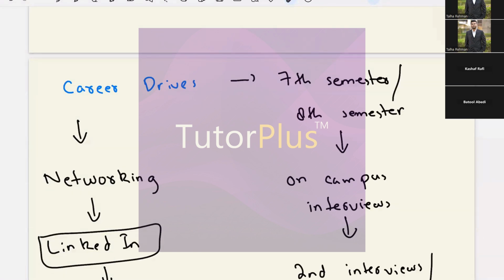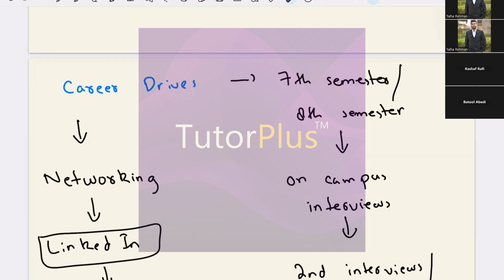Or if I were to talk from the perspective of employers or multinational companies, they tend to conduct career drives. They would be coming to your universities when you are in your 7th and 8th semester, setting up their stalls there for a week, and you could go to as many of those stalls as you possibly can. You can just drop in your CV there, and if they like it, they can have an interview over there.